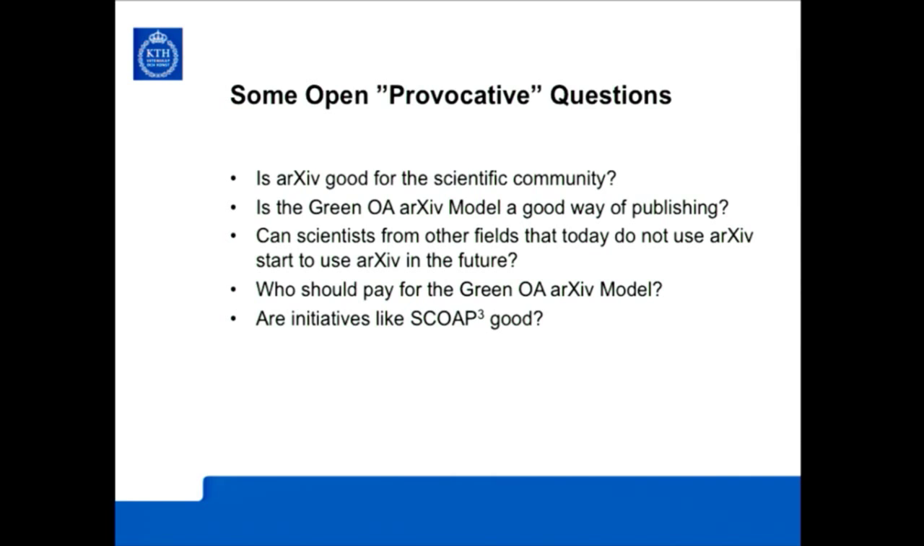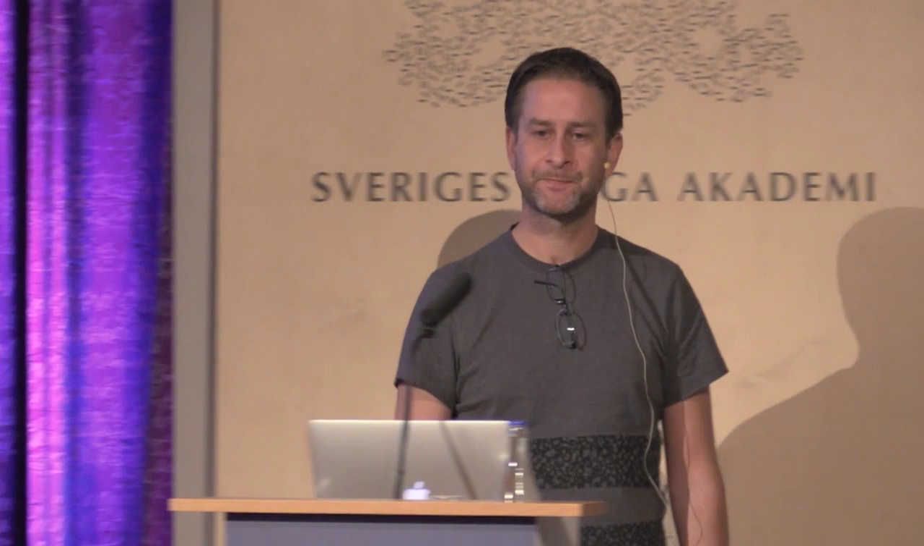Okay, so to round off, some open, provocative questions that we might discuss further. Is arXiv good for the scientific community? Is the green open access arXiv model a good way of publishing? Can scientists from other fields that today do not use arXiv start to use arXiv in the future? Who should pay for the green open access arXiv model? And are initiatives like SCOAP3 good? So thank you.